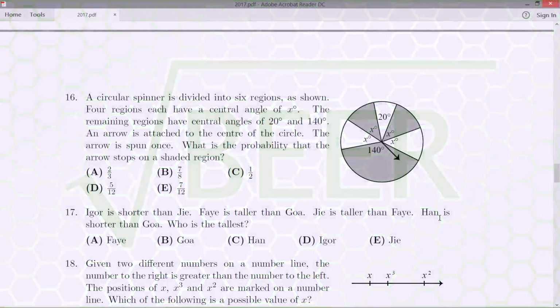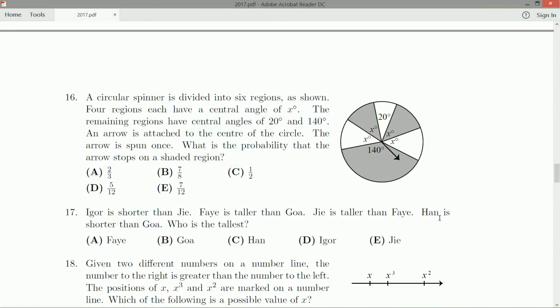We're looking at question 16 now on the 2017 Pascal paper. A circular spinner is divided into 6 regions as shown. 4 regions have a central angle of x degrees. The remaining regions have central angles of 20 and 140 degrees. An arrow is attached to the center of the circle. The arrow is spun once. What is the probability that the arrow stops on a shaded region?